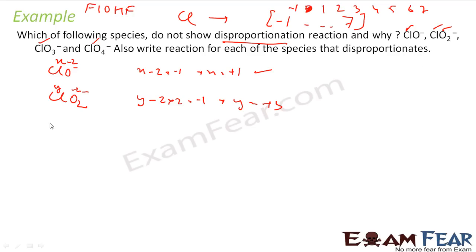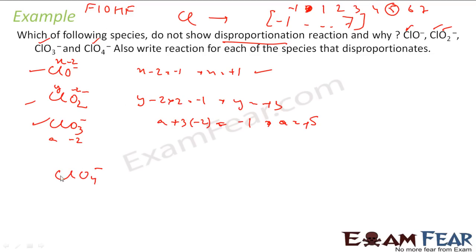Let's take ClO3 minus. Same thing, you try to solve and find the value of oxidation state. This becomes oxygen -2, and let this be A. So A plus 3 into -2 is equal to the charge, that is -1. You solve this, you get A as 6 minus 1, that is +5. So also if you see here, 5 is also somewhere intermediate. So this will also show the disproportionation reaction.